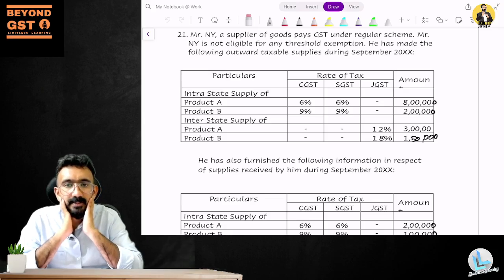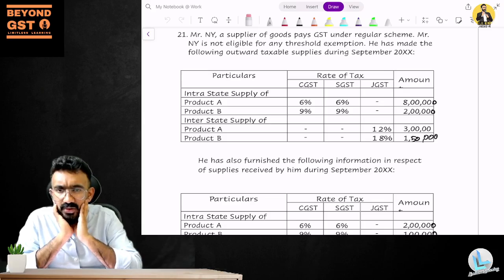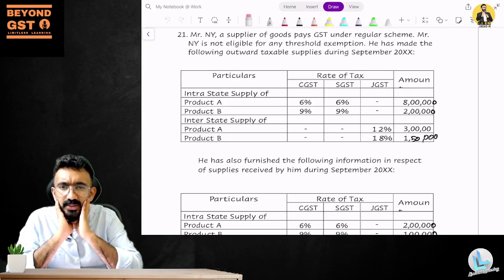Mr. NY, a supplier of goods, pays GST under regular scheme. Mr. NY is not eligible for any threshold exemption. He has made the following outward taxable supplies during September. Particulars, rate of taxes and amount is given.